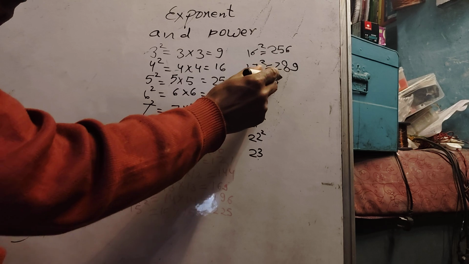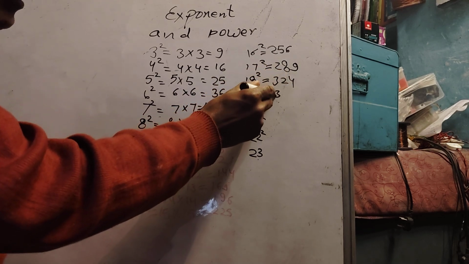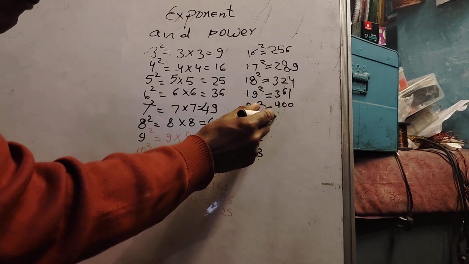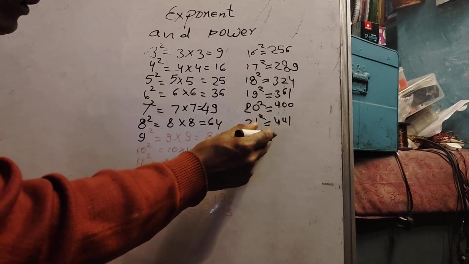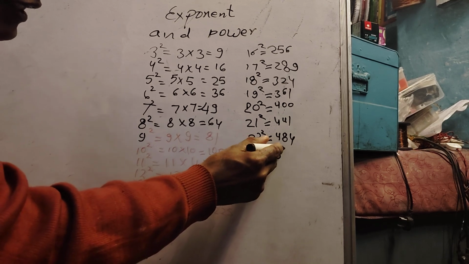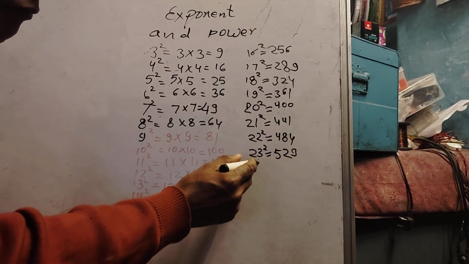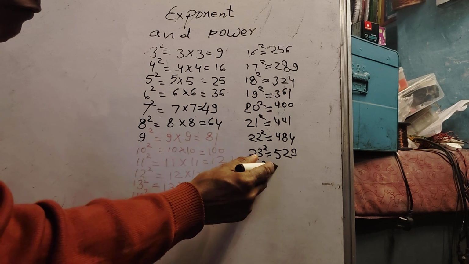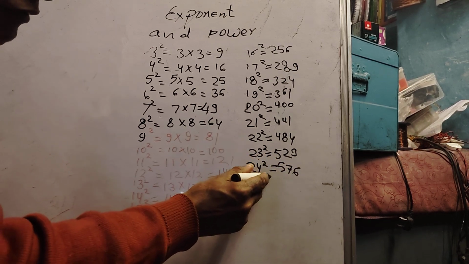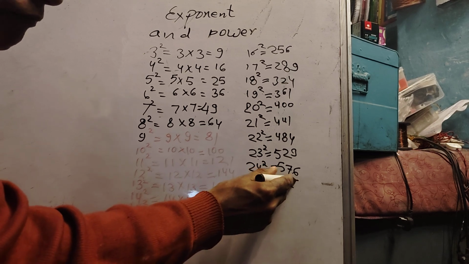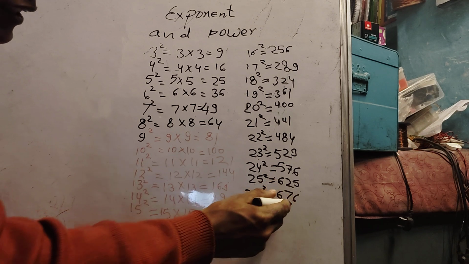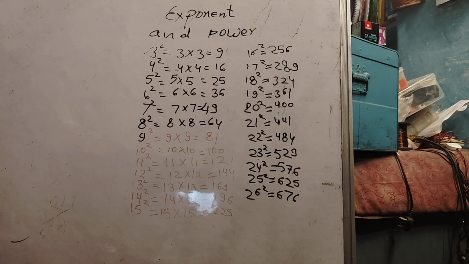Then 18 square is 324. Then 19 square is 361. 20 square is 400. 21 square is 441. 22 square is 484. Then 23 square is 529. Then 24 square is 576. 25 square is 625. And 26 square is 676. So till 26 you can remember. You have to learn.